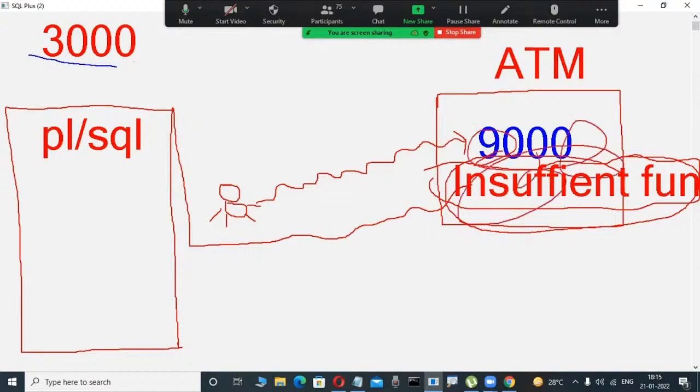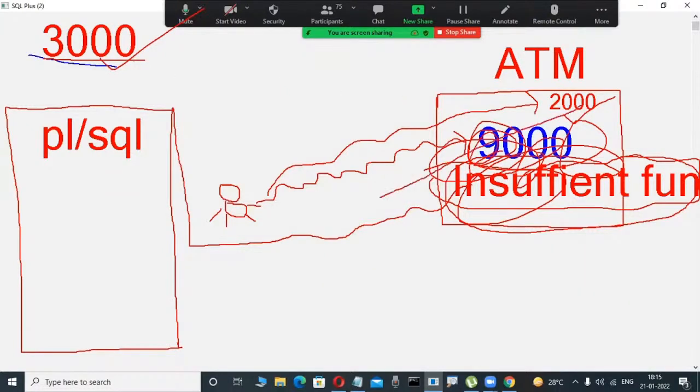Again, another scenario. For example, my balance is 3,000. Suppose I am inserting an ATM card. Now I try to withdraw 2,000 rupees, for example. Now it is possible. Why? Because here my balance is 3,000. I try to retrieve 2,000, which is less than 3,000. That's why this withdrawal is possible in this example.